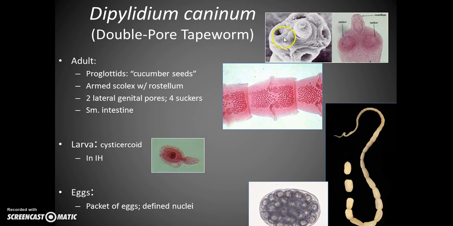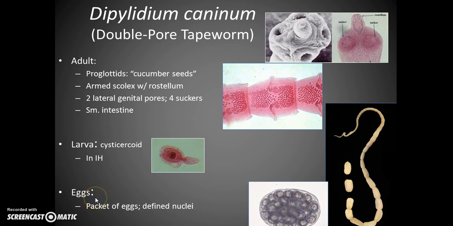Each of the scolexes for Dipylidium caninum also have 4 suckers. So you can see the 4 suckers here in the micrograph picture. From a side view, these circular objects would be the suckers. And again, the adults are found in the small intestine. Now, the larval stage is known as a cysticercoid, and this is what it looks like here in this picture. And you can find the cysticercoid stage in the intermediate host for this parasite.